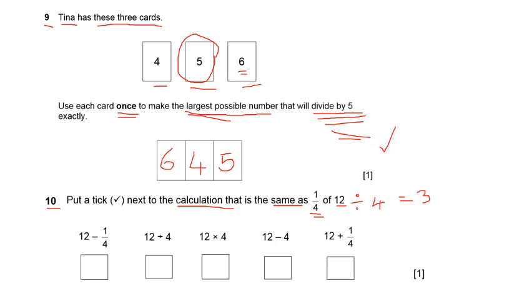12 divided by 4. Well, 12 divided by 4 is the same here. So this is the same. Obviously, 12 times 4, no. 12 minus 4, no. 12 plus 1/4, absolutely not.